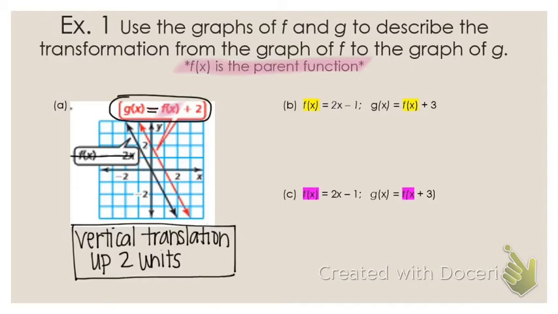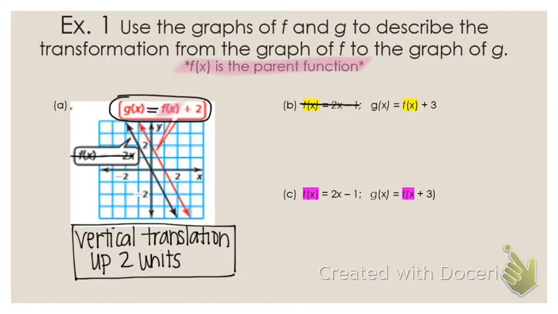Let's move to letter B. What's the parent function this time? f of x equals 2x minus 1. So again, I'm going to cross it out because I don't want to get confused. That's my original problem. My focus has to be on the g of x, the new function. What did they do to the parent function? So again, highlight f of x. That's the first thing we're trying to find and highlight.